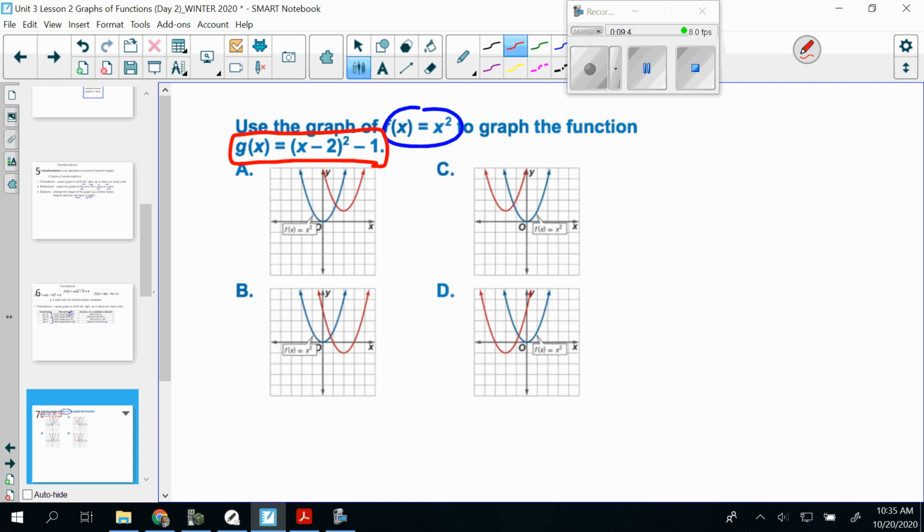All right, hopefully you've had a chance to look at all of them. Let's see what you picked here. This is outside the function, so that should be moving it down 1 because it's minus. This -2 inside, that's going to move it left or right, but remember inside's opposite. So this is going to go right 2, and so the one that shifted it right 2 and down 1 was B. If you had picked B, you have the correct one. We went right 2, down 1. That's the new vertex point of that parabola.